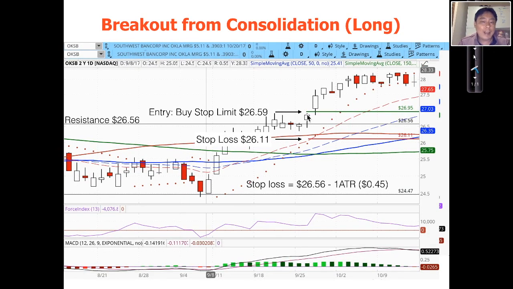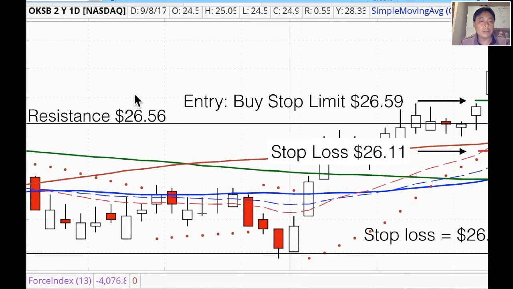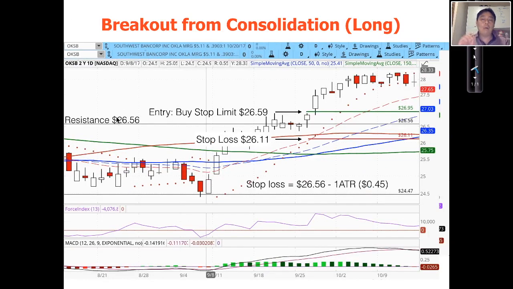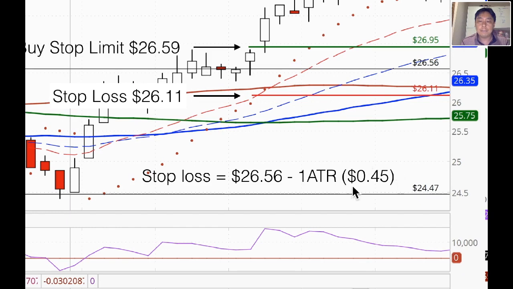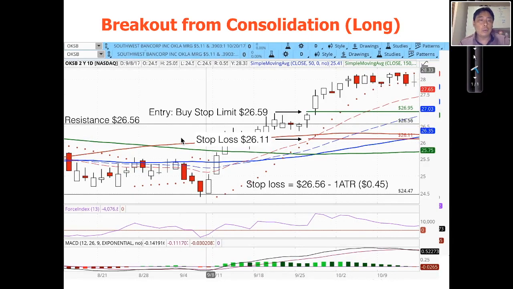So that's our entry. Where do we place our stop loss? Our stop loss would be again 1 ATR below the resistance level. In this case, the resistance is at 26.56. Again, calculate your ATR by going to FinViz or using the ATR indicator which I taught you earlier. So in this case, the ATR happens to be 45 cents. Okay, so our stop loss would be 26.56 minus 45 cents. So that puts our stop loss at 26.11. So that's our stop loss, that's our entry price. So again, if you take the difference between 26.59 and 26.11, this is our risk per share, 1R.